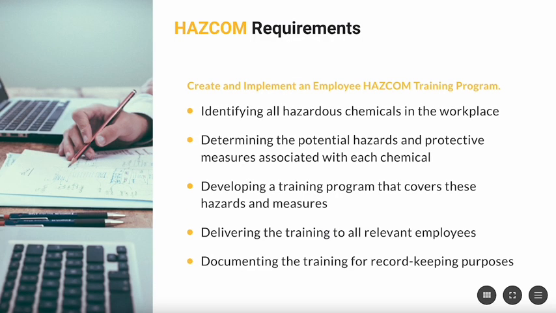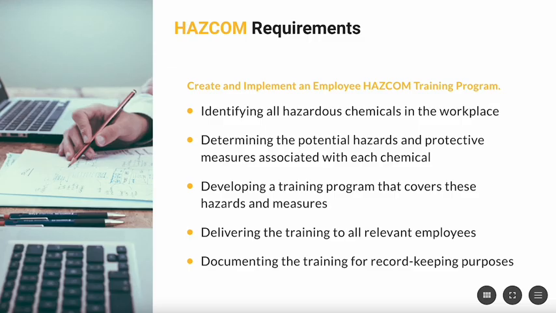To protect our workers when handling hazardous chemicals, it's important to provide them with proper training. Our HAZCOM training program will include the following elements: identifying all hazardous chemicals in the workplace, determining the potential hazards and protective measures associated with each chemical, developing a training program that covers these hazards and measures, delivering the training to all relevant employees, documenting the training for record-keeping purposes.